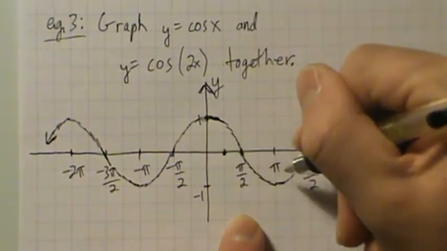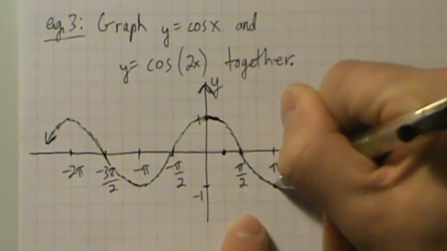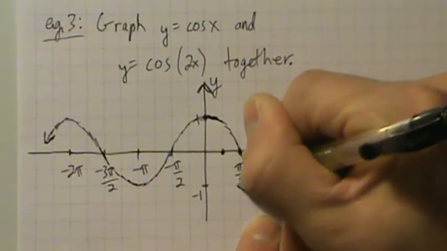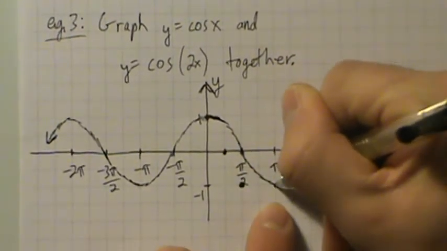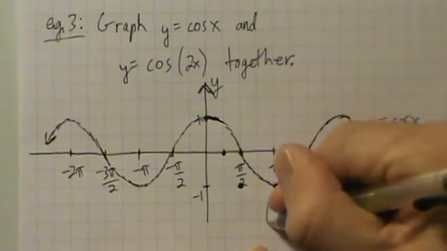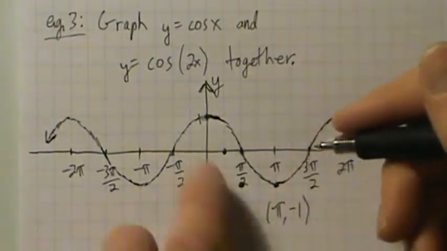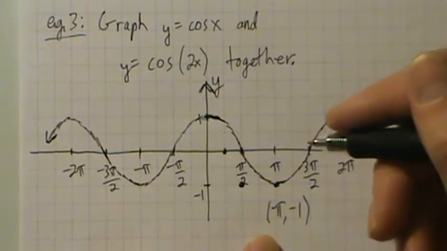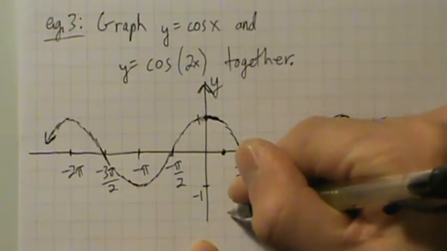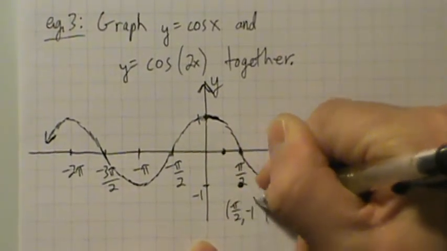Then we take this x-coordinate divided by 2. That's going to put us over here. So this is an x-coordinate of pi. This is the point pi, comma, -1. So when we graph cosine of 2x, this point is going to become pi over 2, comma, -1.